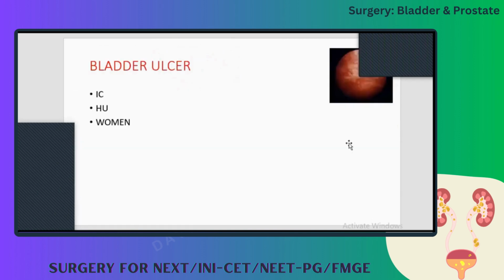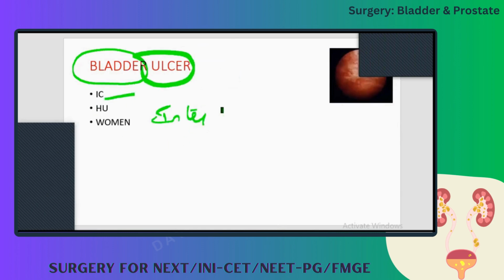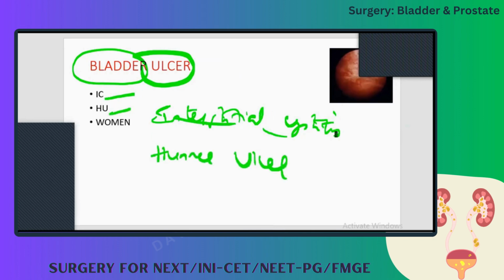MCU I already told you. Then bladder ulcer. First of all, bladder trauma is over. Then bladder ulcer, only three points, we'll go quick. It is known as interstitial cystitis. Cystitis is infection; interstitial is in the interstitial spaces. It is also known as Hunner's ulcer. See the image classically.